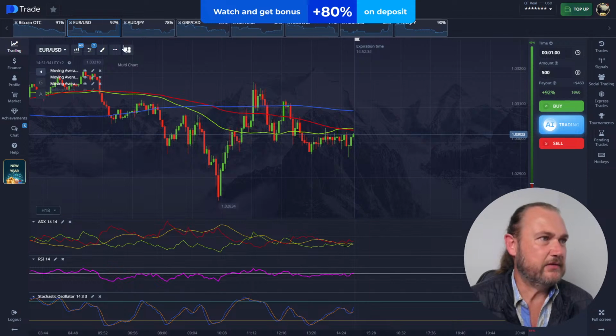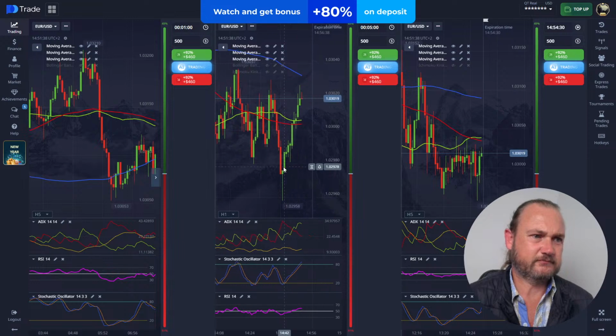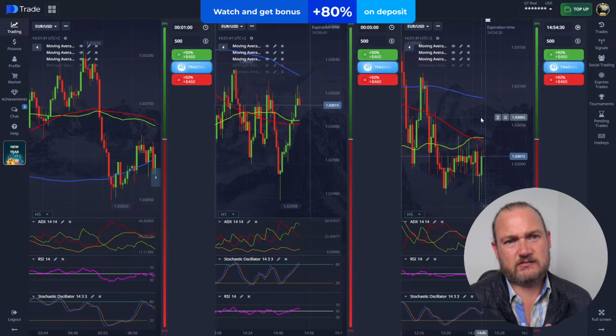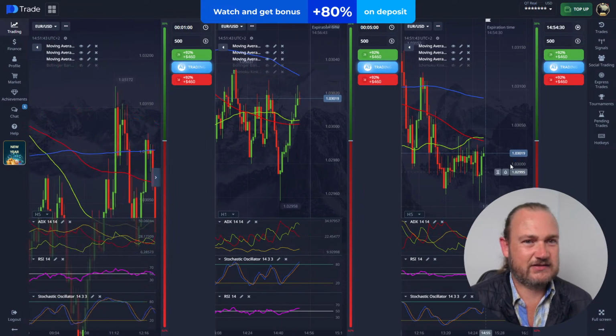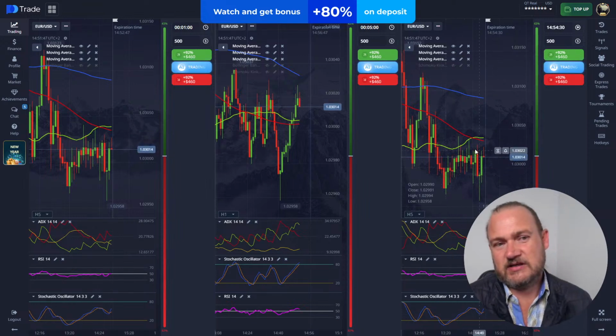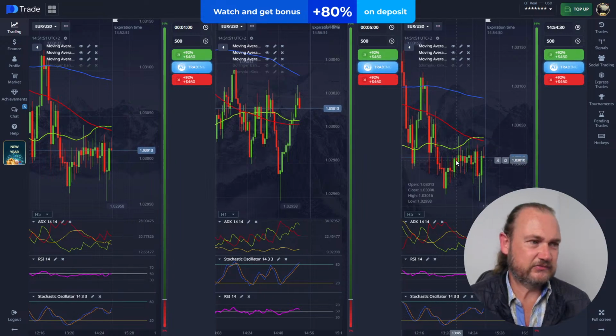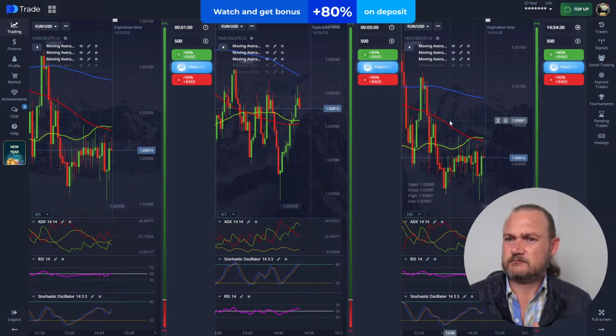Let's go back. Maybe let's just have a look at what's happening. Yeah, we're right back to this area. I'm definitely not going to trade until we leave this area. This dead zone.